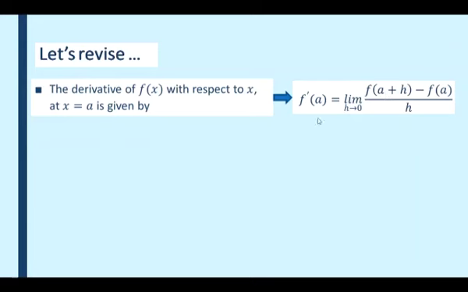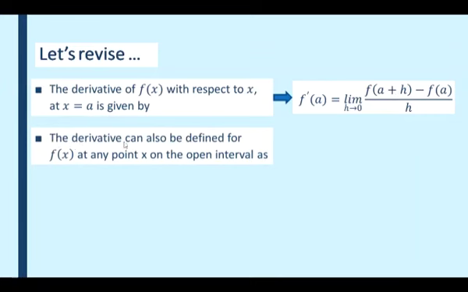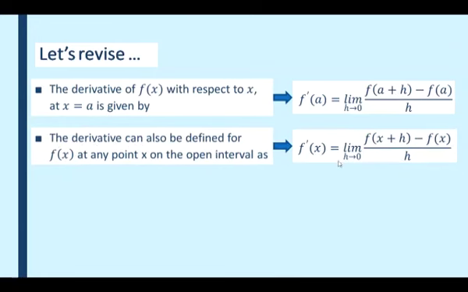Over here I have taken x equals a. Next, the derivative can also be defined for f of x at any point x on the open interval as f dash of x equal to limit h tends to 0 of f of x plus h minus f of x upon h. So in the first equation I have taken x equals a, and in the second we have taken any point x.